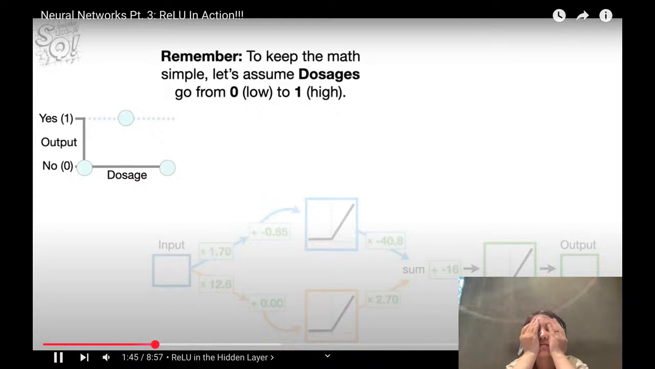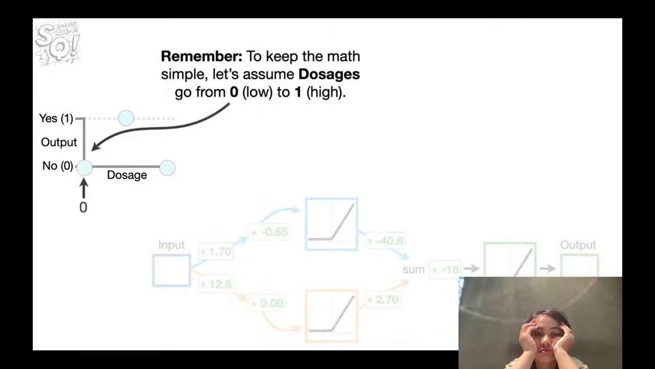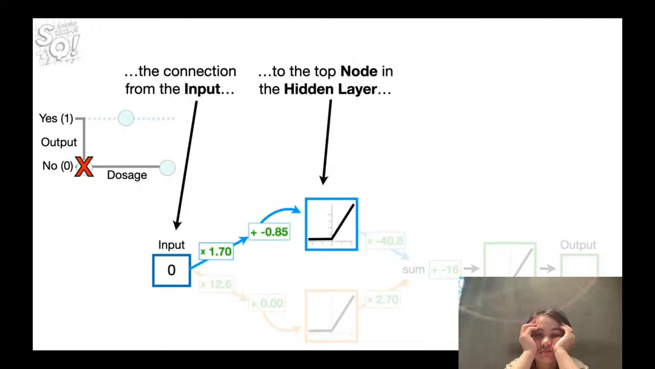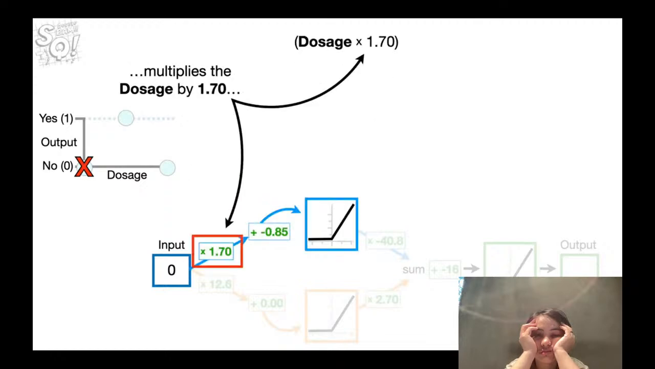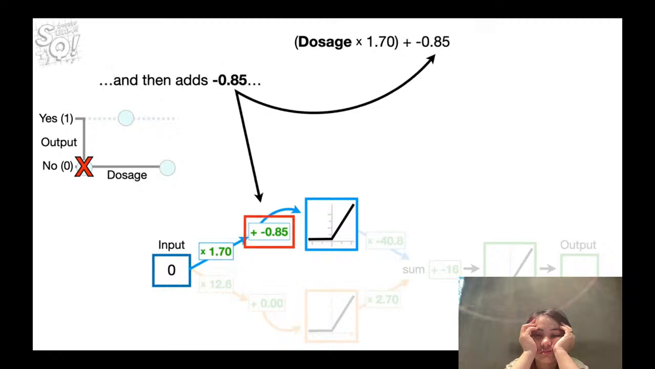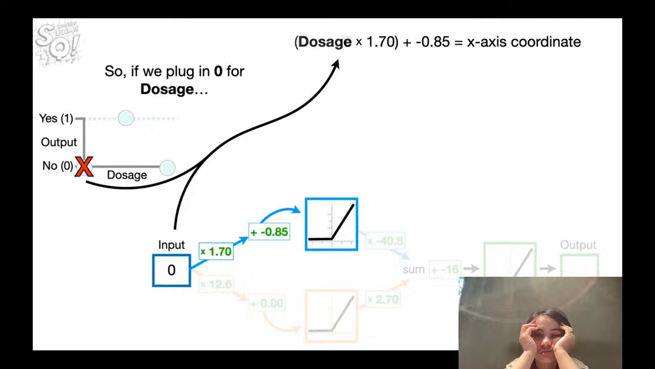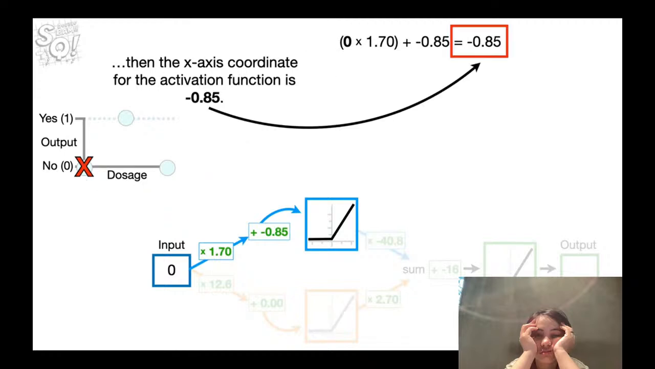Bam! Remember, to keep the math simple, let's assume dosages go from 0 for low to 1 for high. So if we plug in the lowest dosage, 0, the connection from the input to the top node in the hidden layer multiplies the dosage by 1.70 and then adds negative 0.85. And the result is an x-axis coordinate for the activation function. So if we plug in 0 for dosage, then the x-axis coordinate for the activation function is negative 0.85.